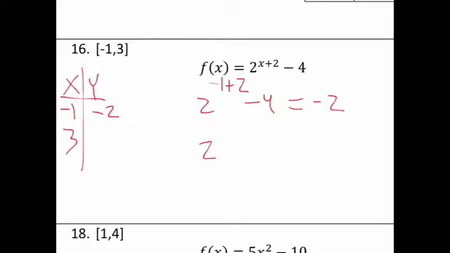And the next one, 2 to the 3 plus 2 power minus 4. Well, 3 plus 2 is 5. 2 to the 5th is 32. And if you minus 4, you're going to get 28.